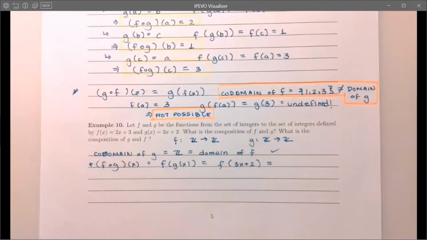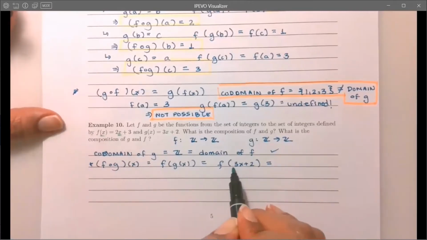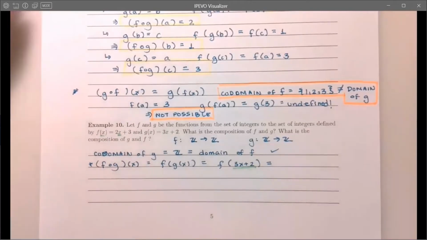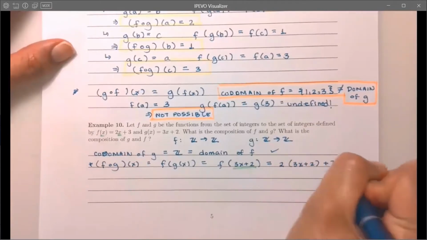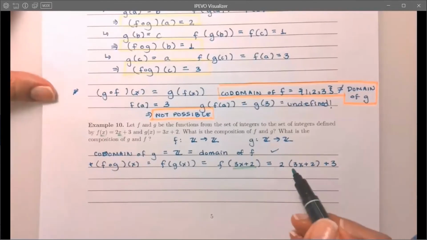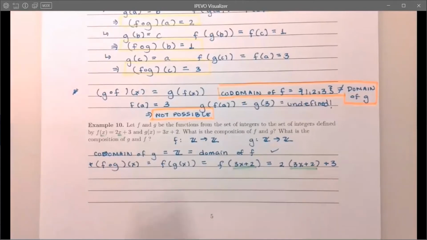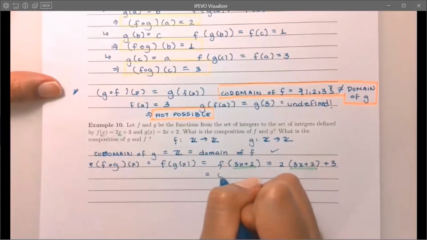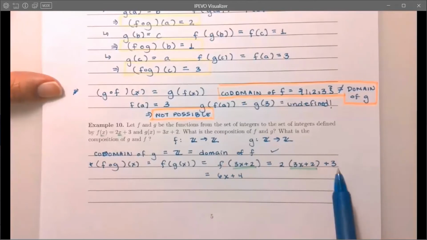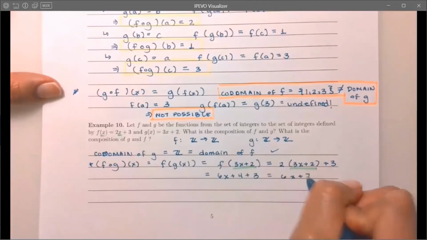Okay, so let me just make a note of that. Everywhere you have an x, you're going to replace it with the input. In this case, my input is this 3x plus 2, so I'll have a 2 times 3x plus 2, and then I'll have plus 3 from the original f definition. Okay, but here I'm simply replacing x with this input. And so if we simplify, what we're going to get is, distribute the 2, we get a 6x plus 4 plus a 3, so that's ultimately a 6x plus a 7.